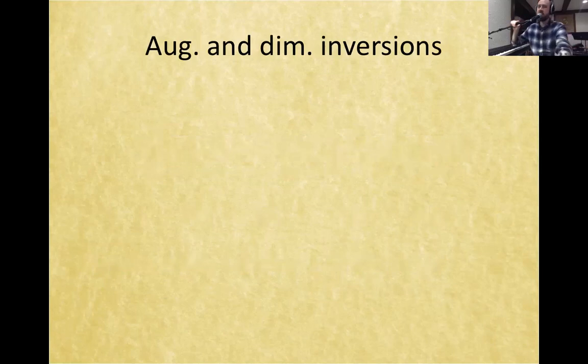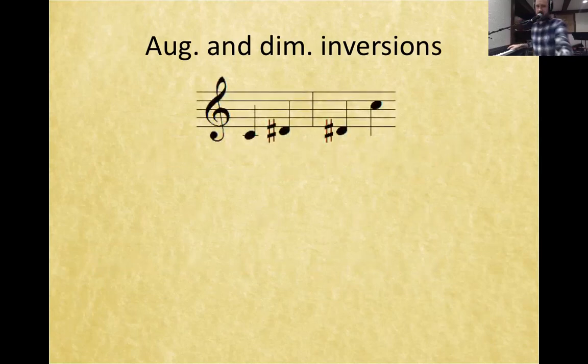Okay. Let's look at the last ones here. Augmented and diminished. So do we think augmented and diminished intervals are going to act more like perfect or more like major and minor? Let's see. So here we go. We got C to D sharp. C to D sharp is a kind of second. What kind of second is C to D sharp? Well, C natural to D natural would be a major second. So C to D sharp is an augmented second.